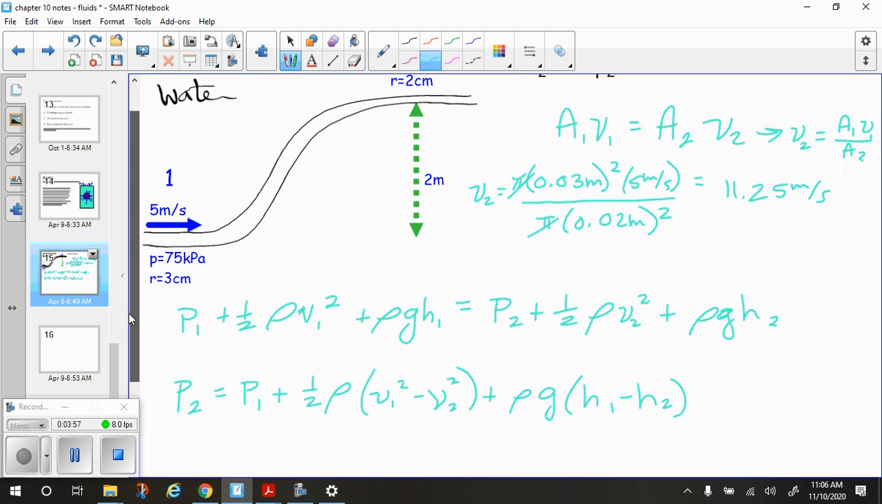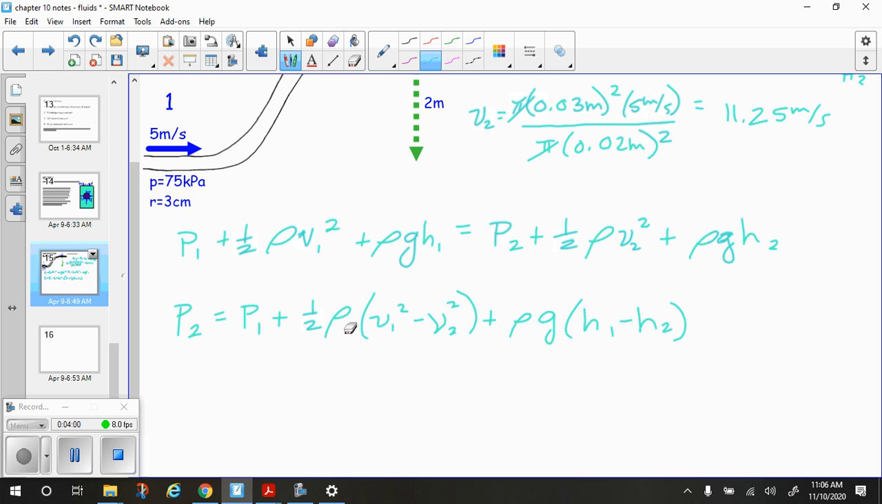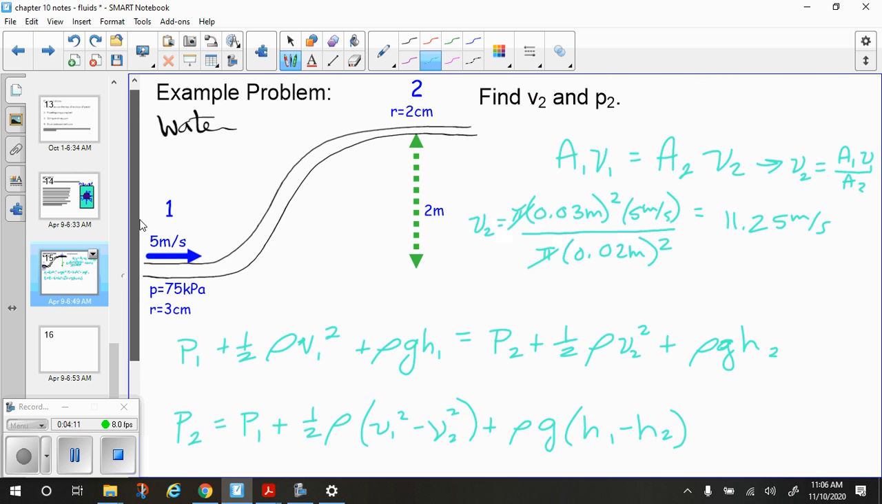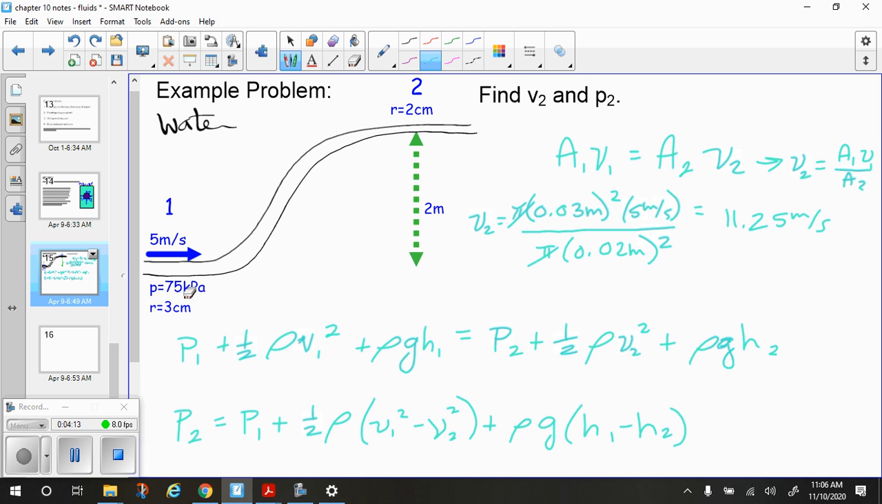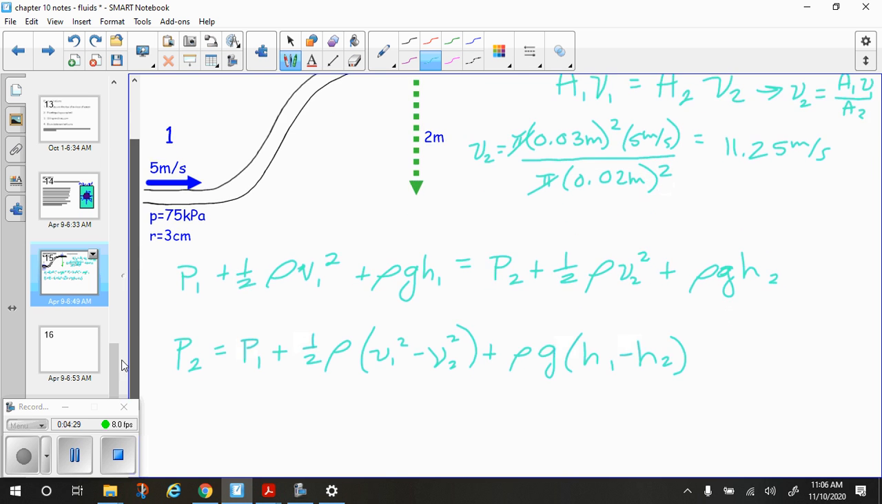And then from here, we can plug in our numbers. Before we do that, we have to think about what the pressure is. This is given as my pressure in kilopascals. So that's the pressure in my tube here. But we want to make sure that we're using SI units, so we don't want to use kilopascals. We'll put it in pascals.